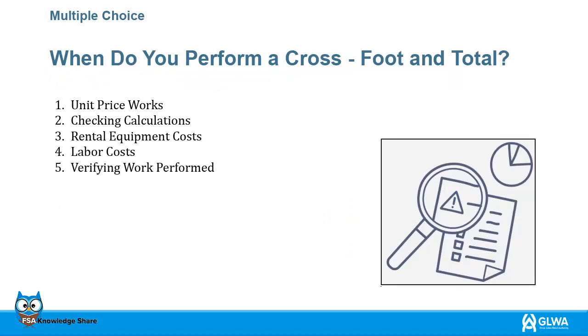Last question. When do you perform a cross-foot and total? 1. During unit price works. 2. Checking calculations. 3. Rental equipment costs. 4. Labor costs. Or 5. Verifying work performed. How would you answer this question? The answer is on the next slide. The answer is 2. When you are checking calculations. Did you get it right? If not, you may need to watch this presentation again.